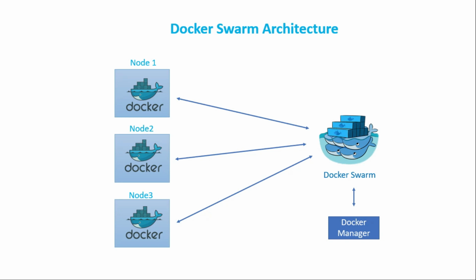If one Docker container goes down, Docker Swarm helps to create another container within a second. It provides you high availability. It will not take any time. It will match your desired state.